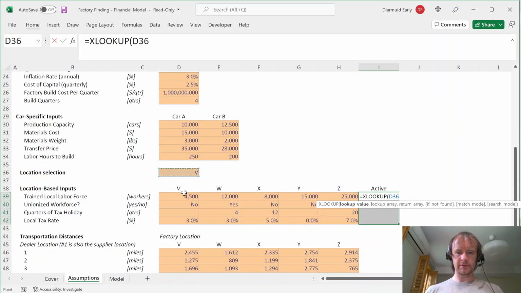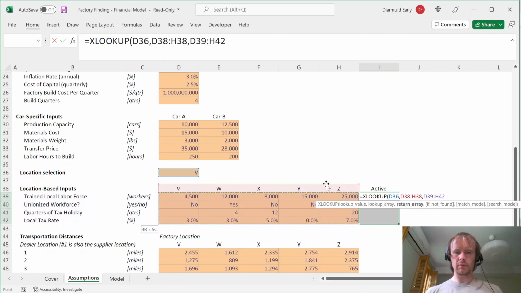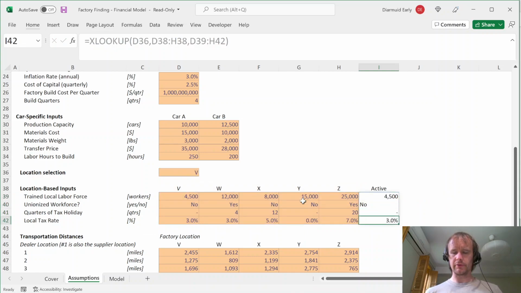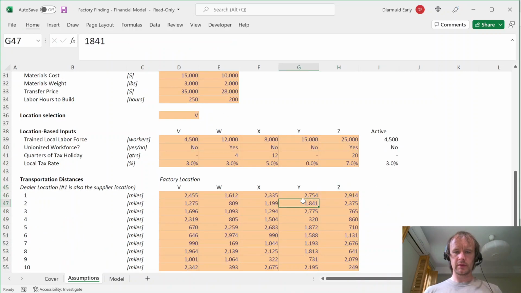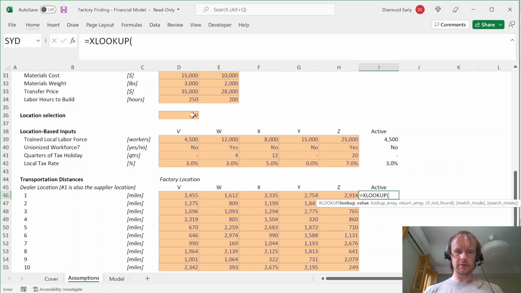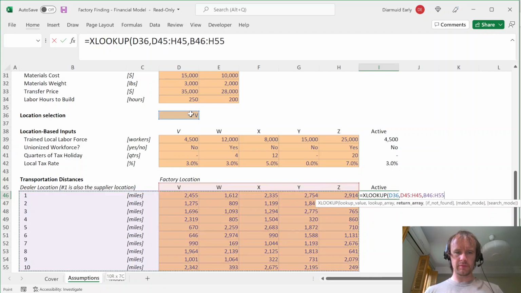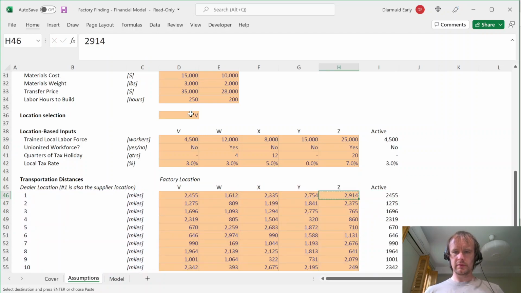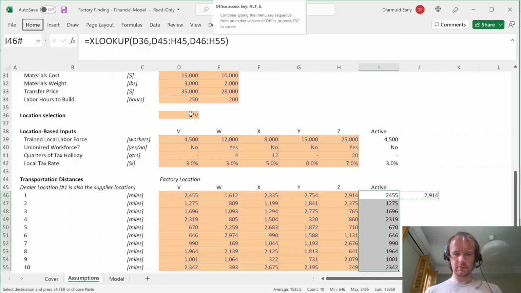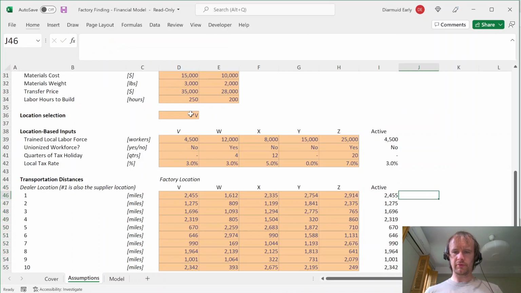So I'm going to look up the active scenario in this array, returning from this array. One of the nice things about XLOOKUP is you can look up in a one-dimensional array and return from a two-dimensional array, and it'll give you the whole thing. So I don't need to do 4 different XLOOKUPs there. I can just do one. And I'll do the same thing here. Active: XLOOKUP this guy in here, returning from here. And just copy the number format in there as well.